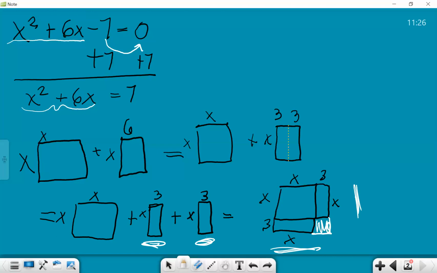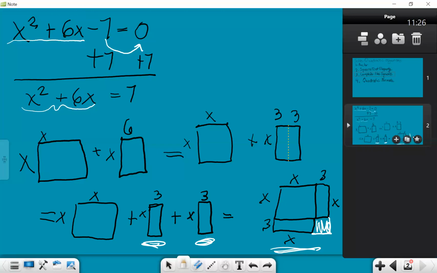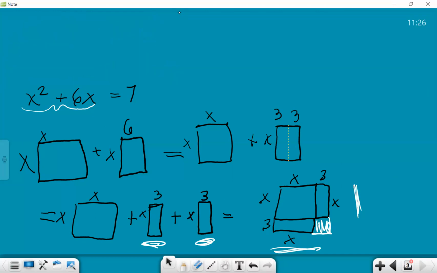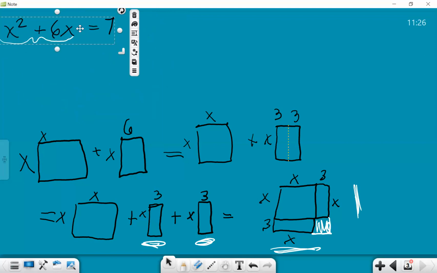Okay, so let's see what we can do to make that happen. Remember, we're still looking at trying to complete the square on x squared plus 6x equals 7. That's where this problem started. And now we've chopped up some of these pieces. I'm just going to keep this last piece right here for us. I'm going to get rid of the rest of this stuff to make some room.